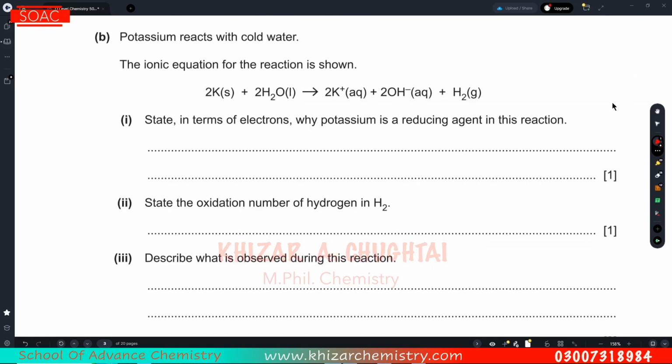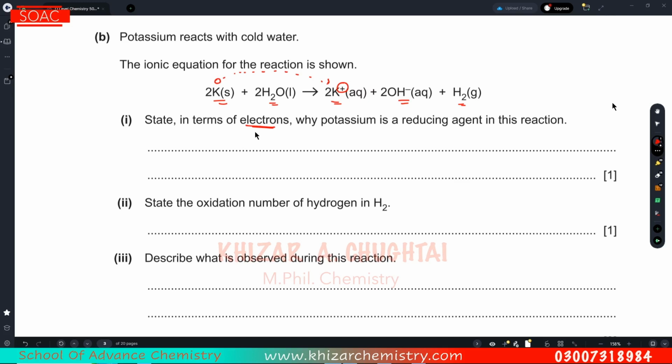Potassium reacts with cold water. The ionic equation for the reaction is shown here: potassium plus water goes to potassium positive ion plus OH negative ion plus hydrogen. State in terms of electrons why potassium is a reducing agent in this reaction. In terms of electrons, what has happened to the potassium? Initially it had zero oxidation state, and now it has +1. So it means that it has lost one electron.